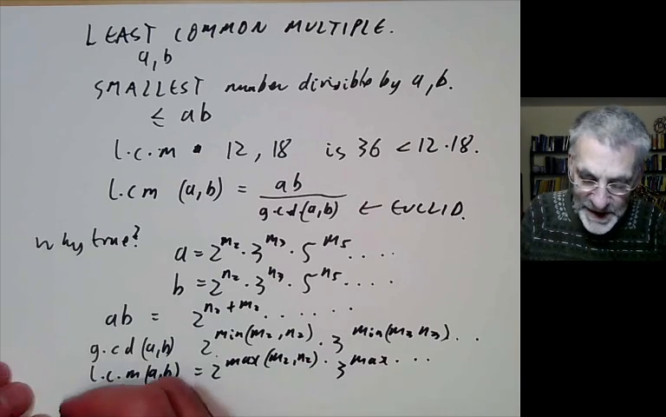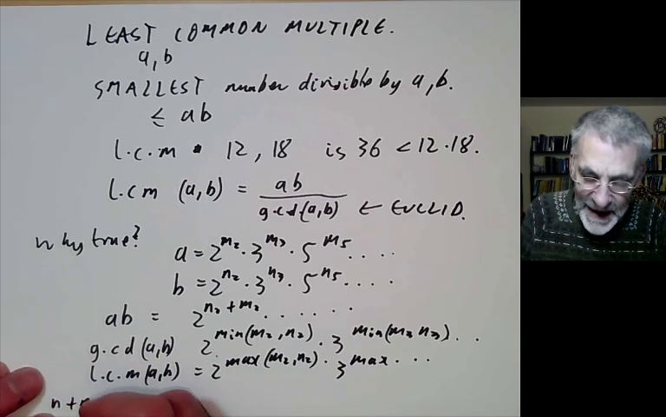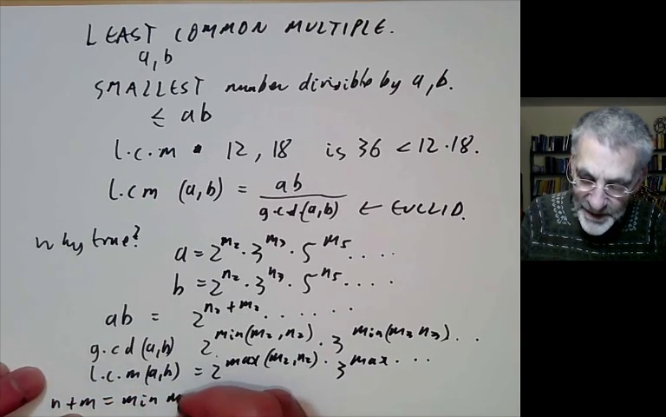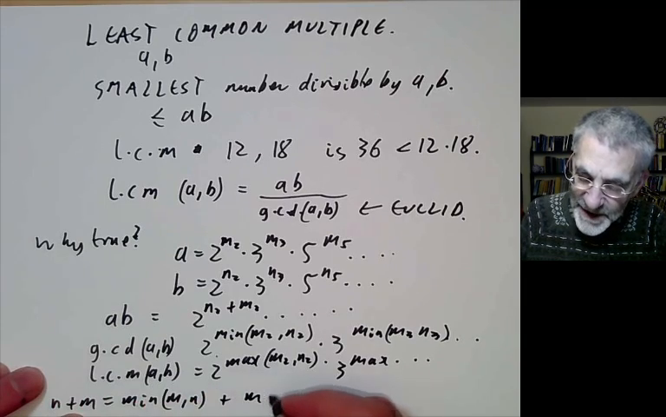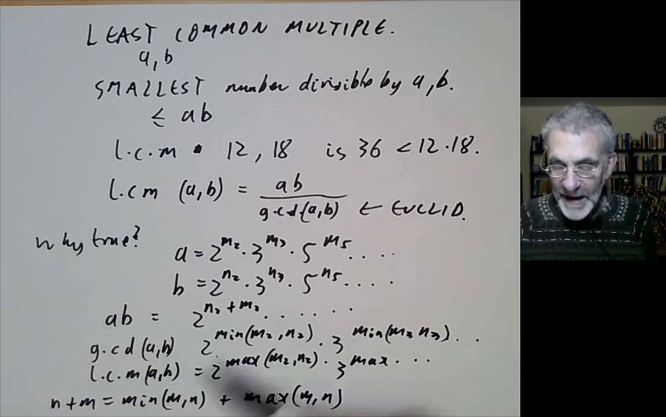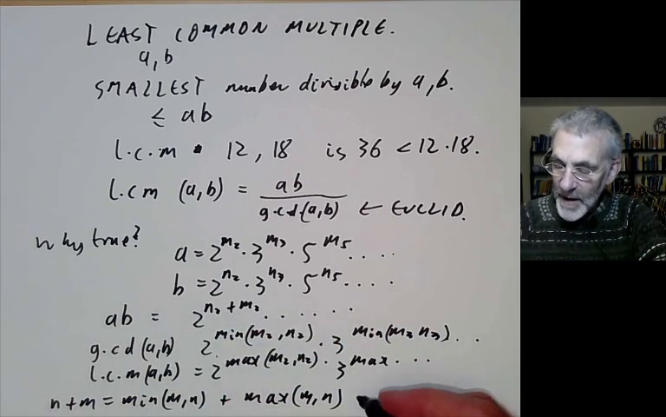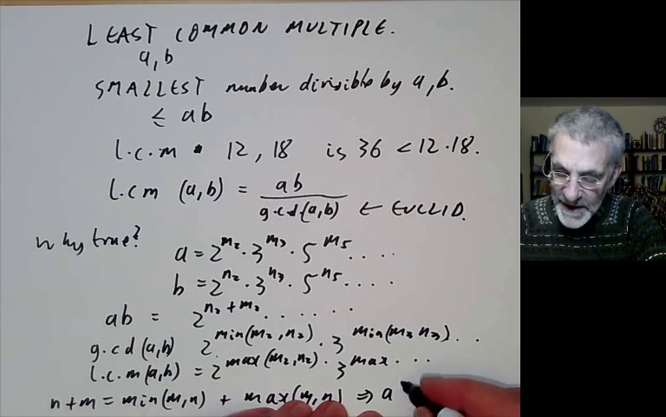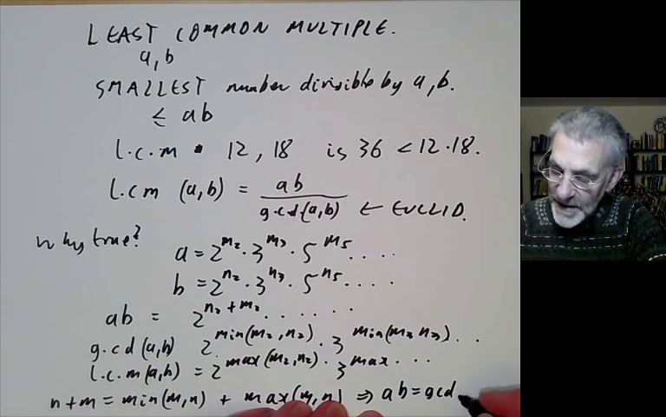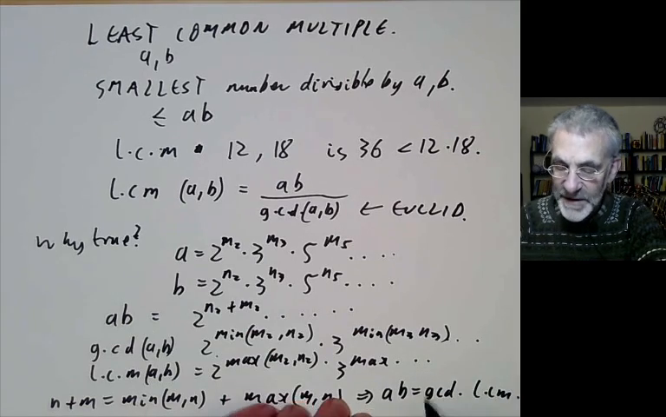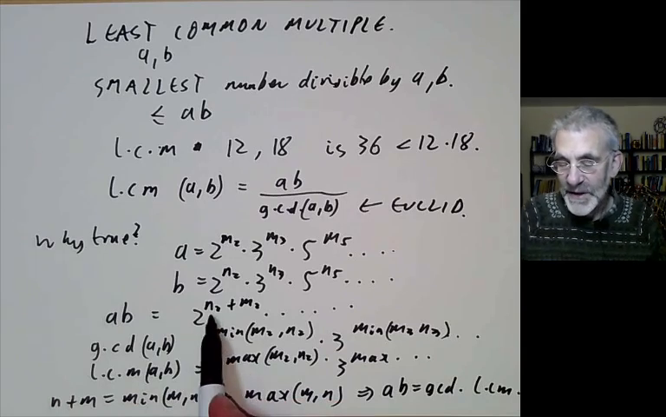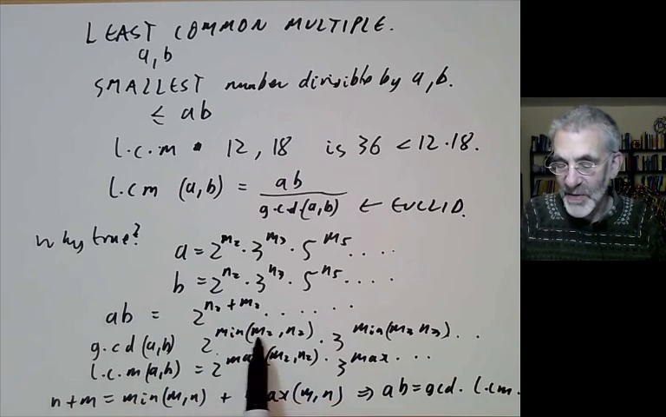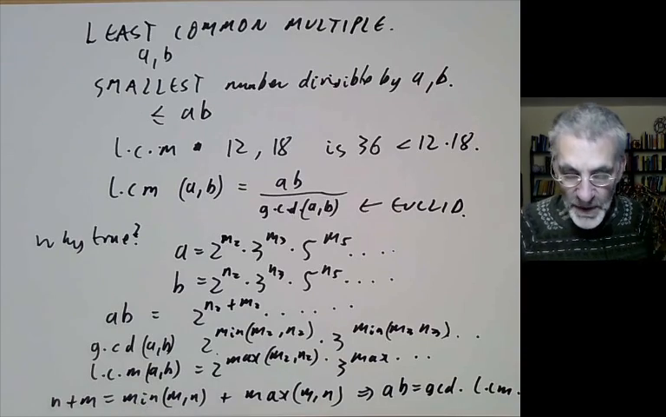And now what we notice is that n plus m is equal to the minimum of m and n plus the maximum of m and n. It's kind of obvious. And if we insert this in here, we find this just implies A times B is equal to the greatest common divisor times the least common multiple, because for each prime, we just have to say n2 plus m2 is equal to the minimum of these plus the maximum of these.